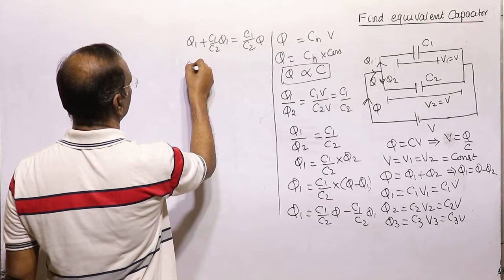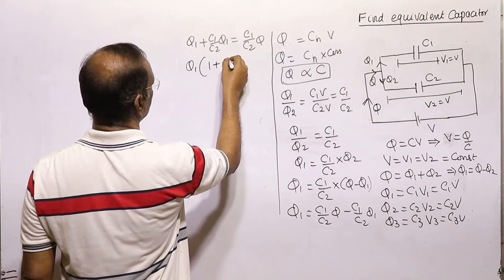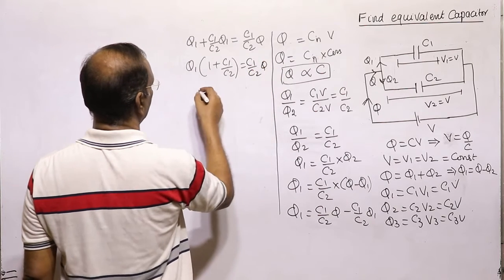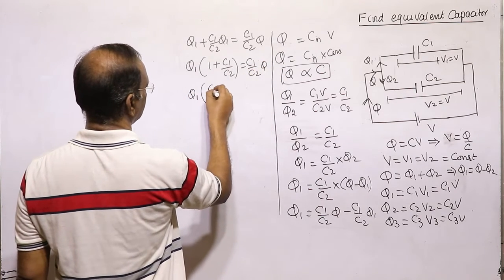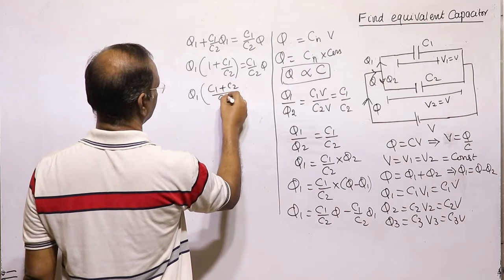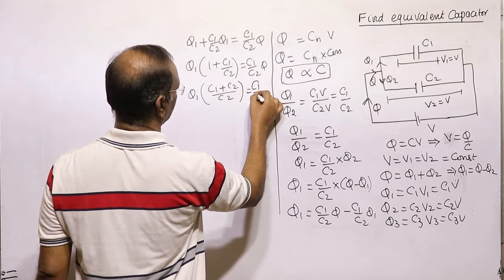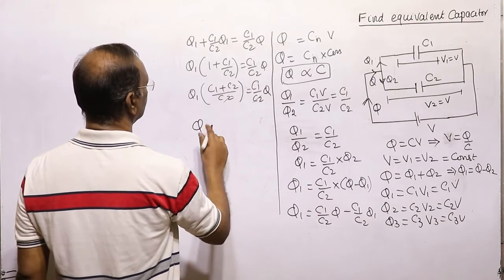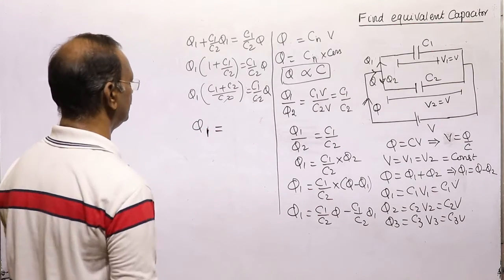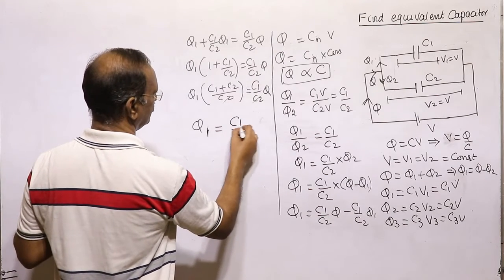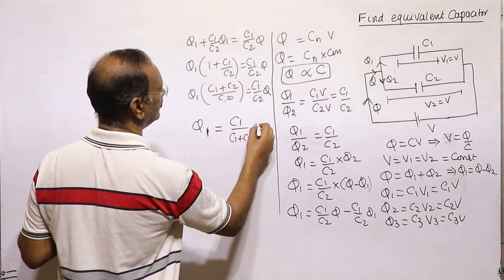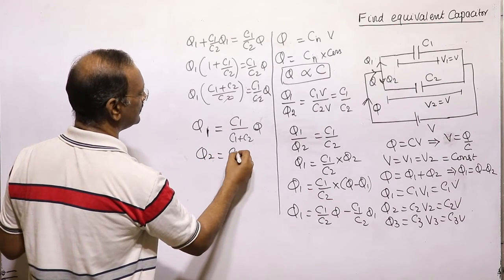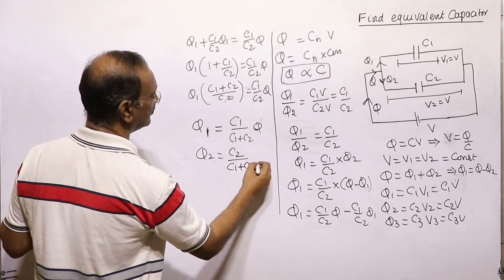Now we take Q1 outside. Q1 into 1 plus C1 by C2 is equal to C1 by C2 into Q, or Q1 into C1 plus C2 by C2 is equal to C1 by C2 into Q. This we can cancel. The charge on the first capacitor is equal to C1 by C1 plus C2 into Q. In the same way we can prove Q2 is equal to C2 divided by C1 plus C2 into Q.